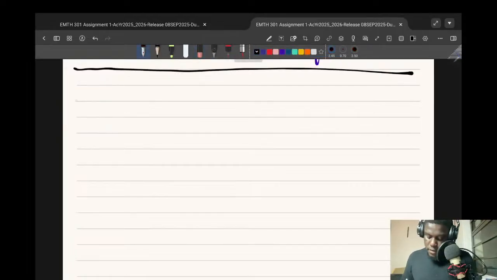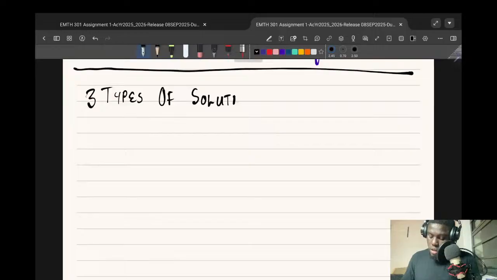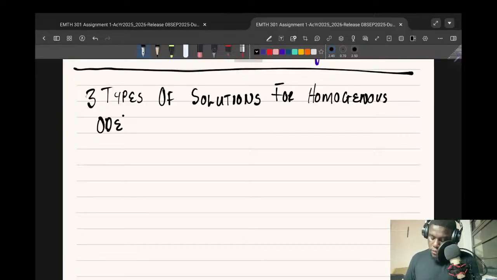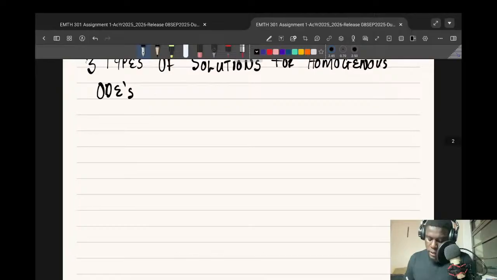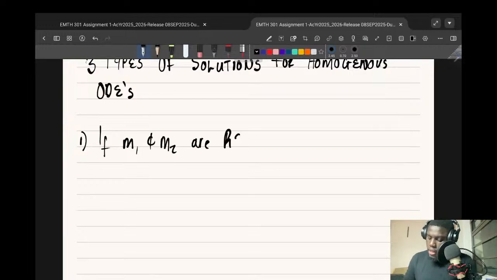Can you put this? I want you to put the 3 types of solutions for homogeneous ODEs. This one you have to know, okay? The 3 types of solutions for homogeneous ODEs. Let's put them. Number 1: if M1 and M2 are real and distinct.